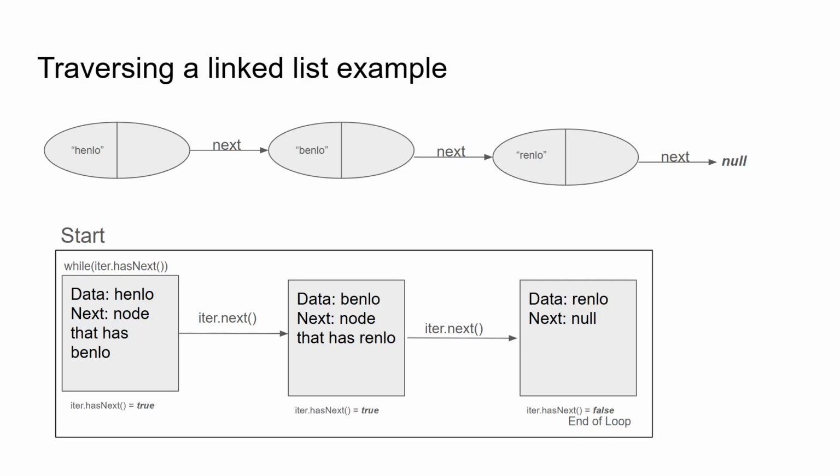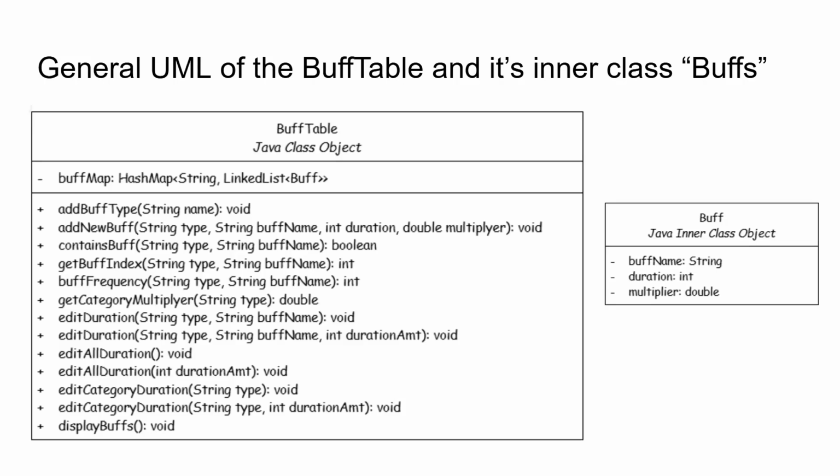This process is the same for hash maps. However, hash maps have two iterators. One for the key set and one for the value set. We will use the iterator for keys for this project. Here is my UML for my buff table.